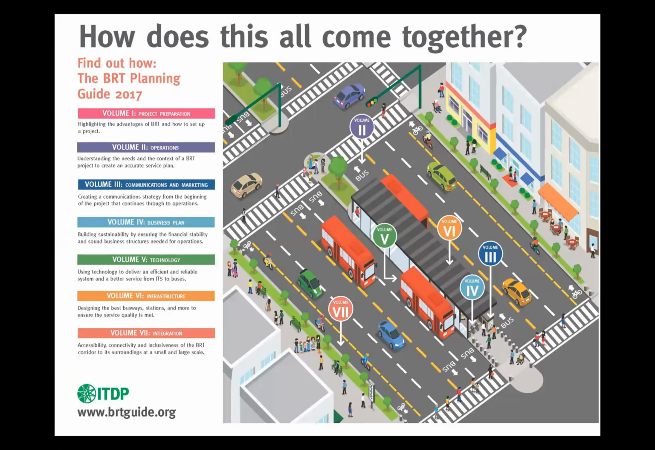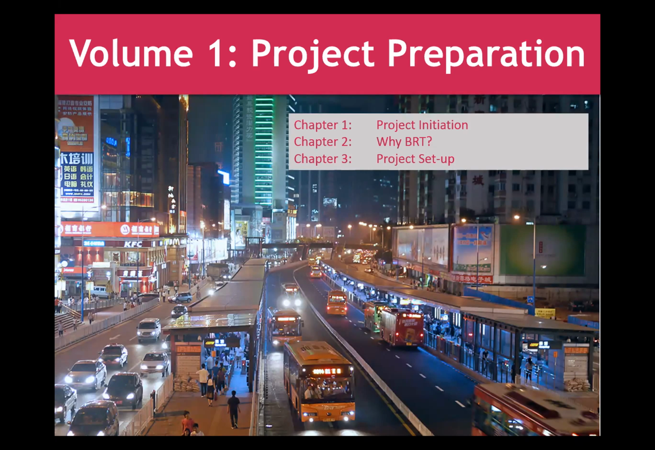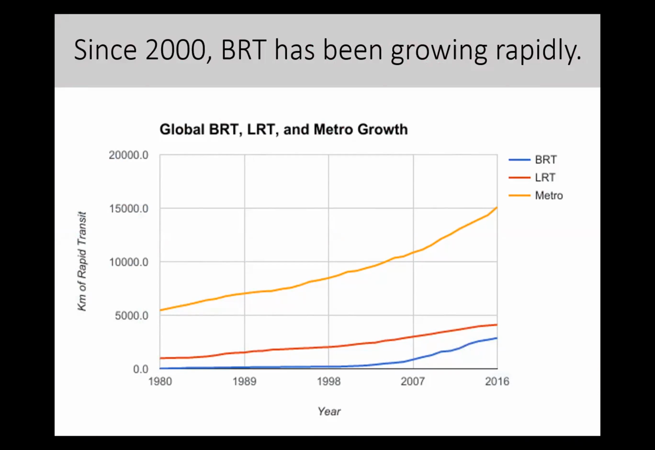And so first, an overview of the BRT Planning Guide. The BRT Planning Guide brings all these elements together. It's project preparation, operations, communications and marketing, the business plan, technology, infrastructure, and integration. And all these different pieces come together to deliver a bus rapid transit system. And so the first volume is project preparation. We have project initiation, we talk about why BRT, and we talk about project setup. So that's the information you can find in this volume. And I'm going to focus a little bit on why BRT.